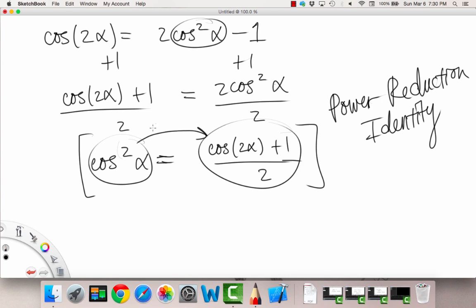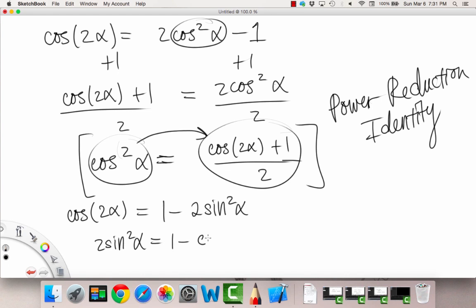Likewise, we can take another form of our cosine 2 alpha, which is equal to 1 minus 2 sine squared alpha. If we solve for sine in this case, we get 2 sine squared alpha is equal to 1 minus cosine of 2 alpha.